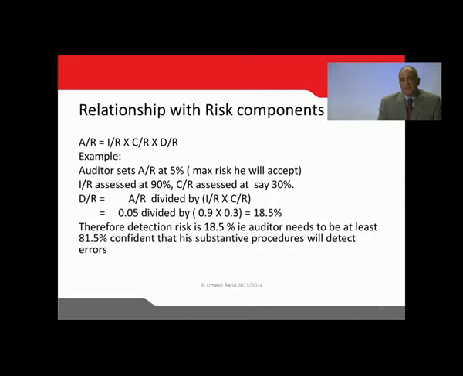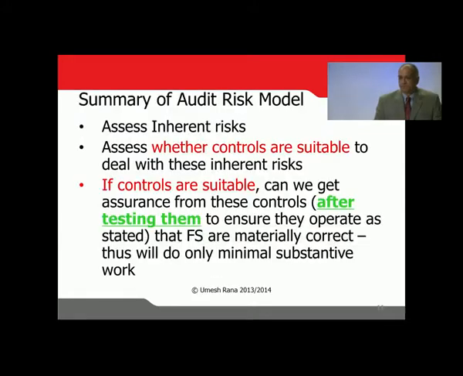By using the audit risk model, it prevents the auditor from obtaining too much evidence or too little. In other words, over-auditing or under-auditing. So the summary of the audit risk model: the auditor will assess inherent risks that are faced by the business, both at the entity and the financial statement level. He will then look for controls which will address these risks.